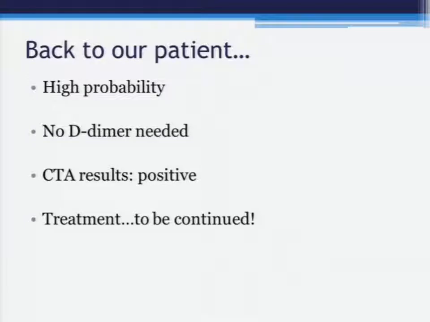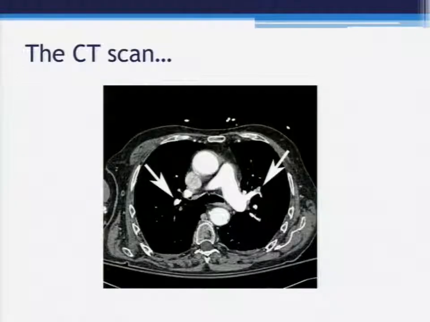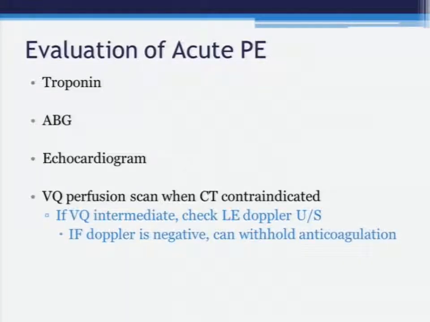Now back to our patient. She has high probability, so we decided we don't need a D-dimer. We get her CT scan, and her results come back positive. So what are we going to do to treat her? Well, we'll talk about that in just a little bit. But there's her PE and her CT scan.